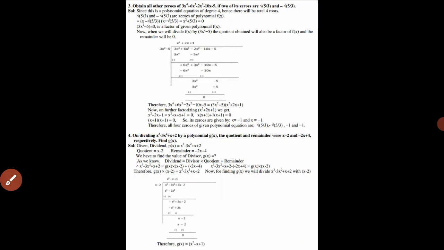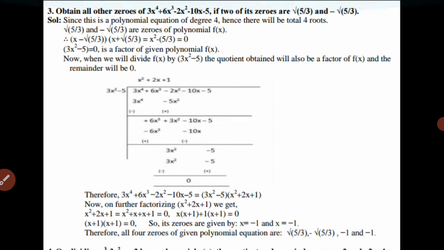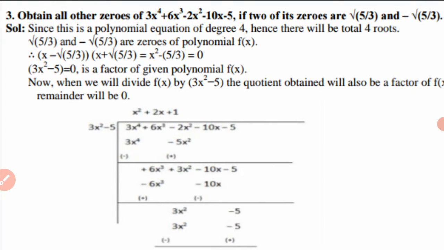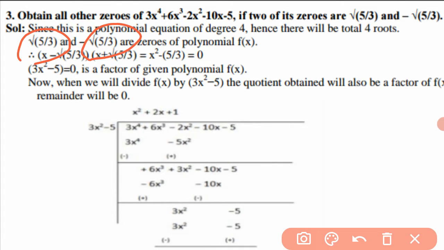After this, see the next question. In the next question, question number 3, we have to obtain all the zeros of 3x power 4 plus 6x cube minus 2x square minus 10x minus 5 if two of its zeros are under root 5 upon 3 and minus under root 5 upon 3. So in that case, first of all we can take that under root 5 upon 3 and minus under root 5 upon 3 are zeros.